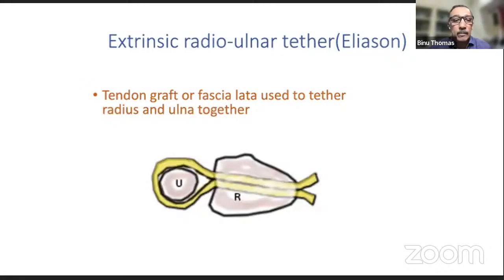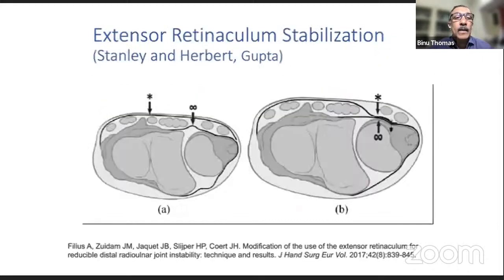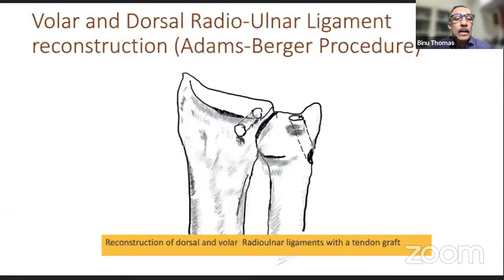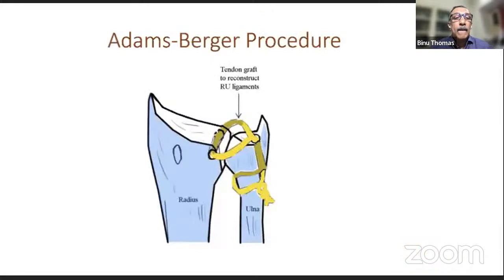Now, this is the classic radioulnar tether procedure. We don't use it nowadays, but it is there in literature, where you put a tendon graft like a palmaris longus or a fascia lata, and tether the ulna to the radius, thereby making it stable. Extensor retinaculum procedures are also described, especially by Ravi Gupta, which is a good procedure and uses the retinaculum to reconstruct the ligament. What classically everybody does nowadays is the Adams-Berger procedure, the reconstruction of dorsal and volar radioulnar ligament using a tendon graft with 2 tunnels, as you can see, a radial and an ulnar tunnel. There it is.